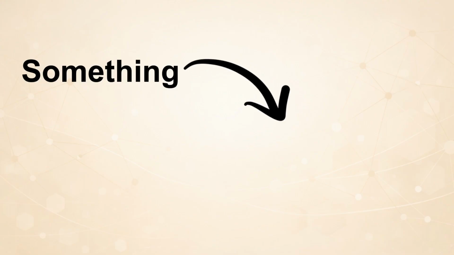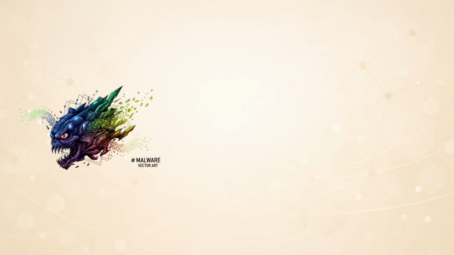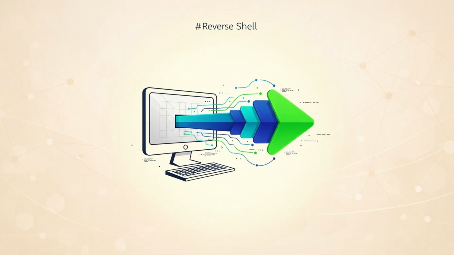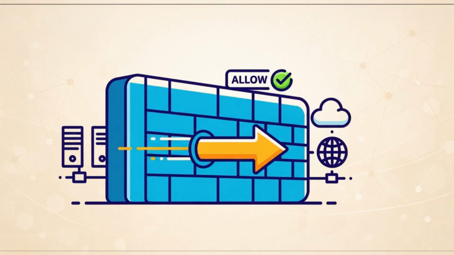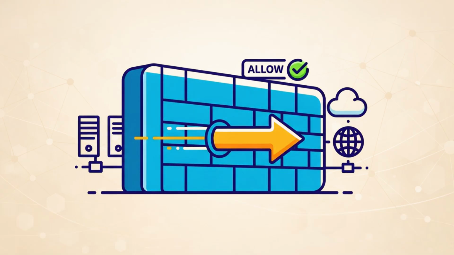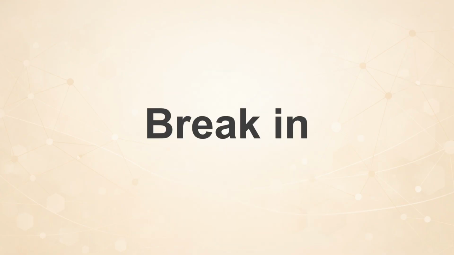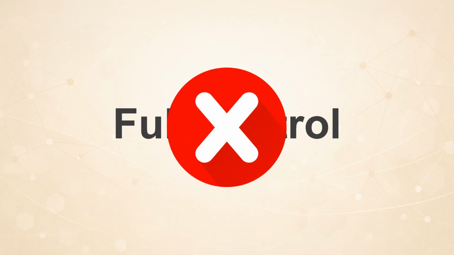After an exploit works, something is delivered. That something is the payload. This could be malware, spyware, or a reverse shell. A reverse shell makes the victim's computer call the attacker. Firewalls usually allow outgoing traffic. Security teams hate this.